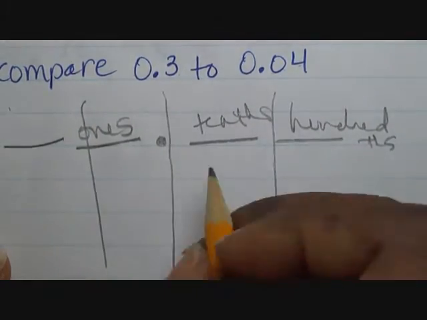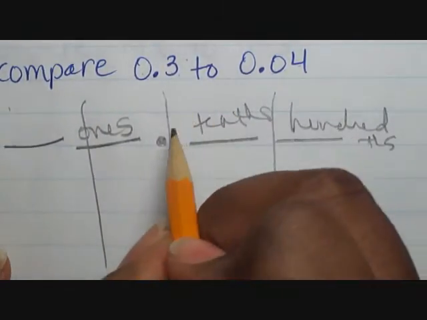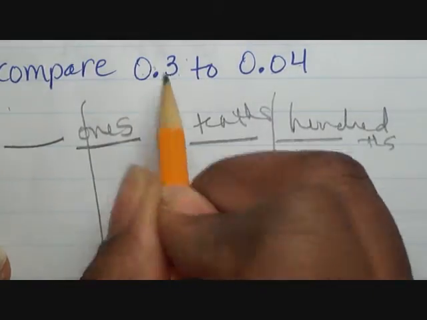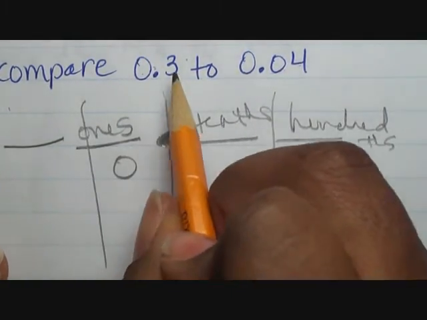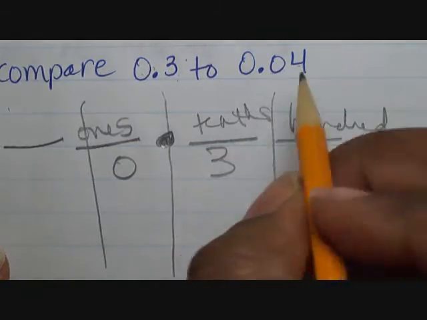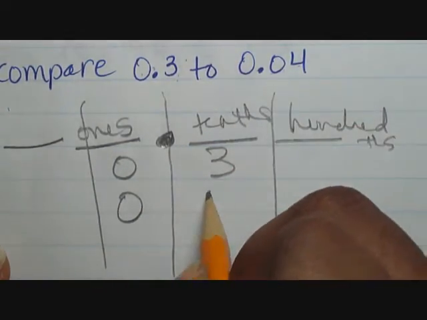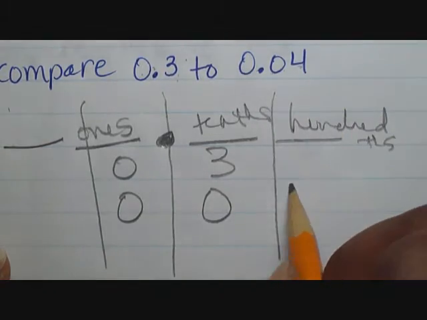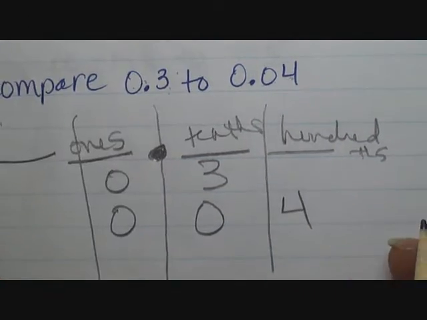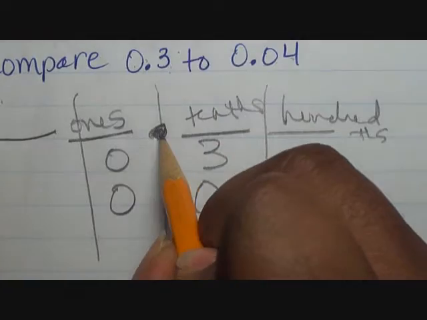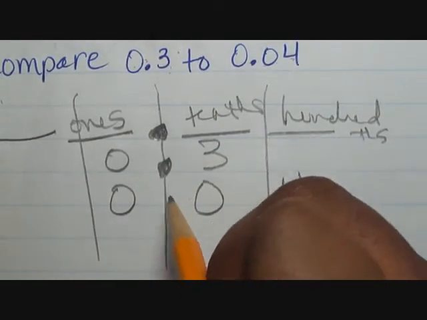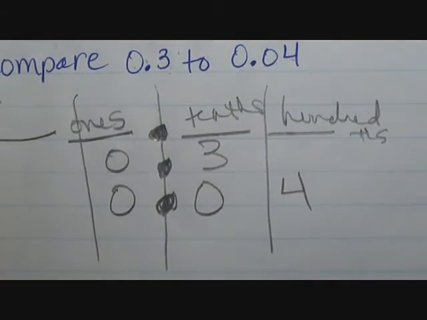with my numbers. The first one is 0.3. If my decimal's here, the 0 goes in the ones place, the 3 goes in the tenths column. This 0 goes in the ones place, this 0 goes in the tenths column, this 4 goes in the hundredths column. Now all I have to do is compare, and my decimals go all the way down.